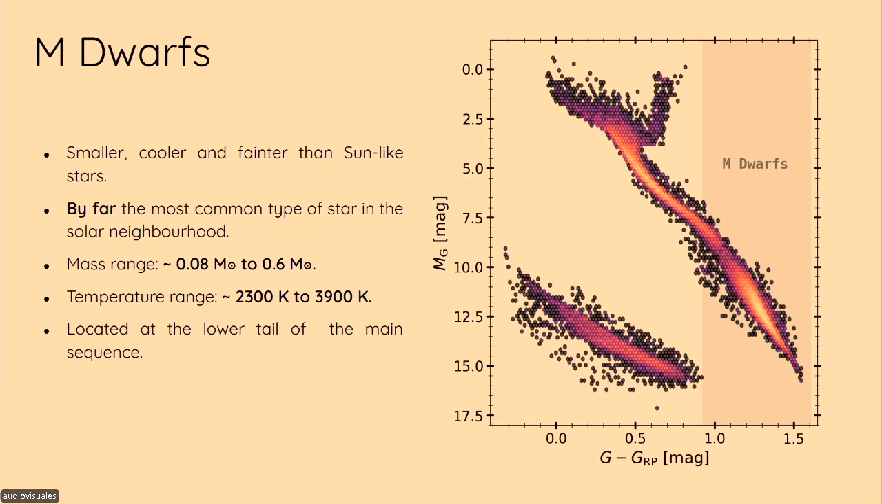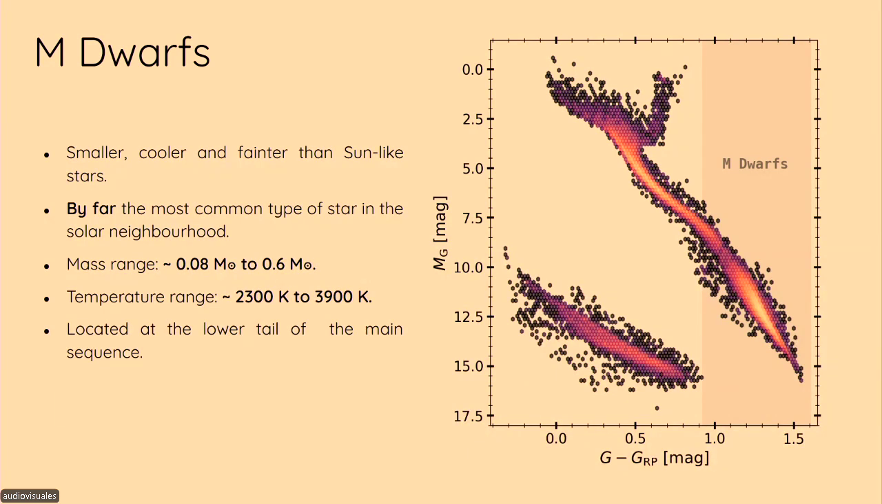And they are very interesting because these stars are by far the most common type of star in the solar neighborhood, vastly outnumbering other hotter types of stars. And as you can see in the figure, they are located in the lower tail of the main sequence.